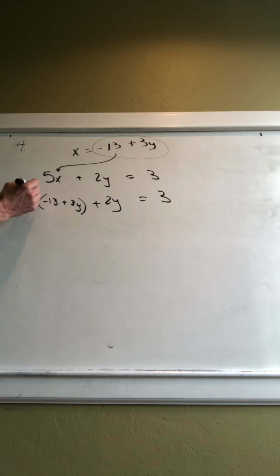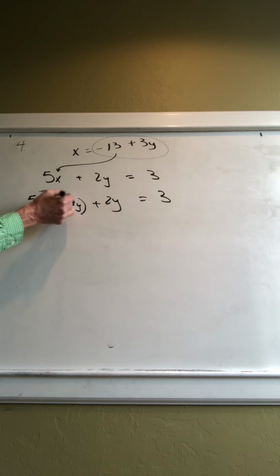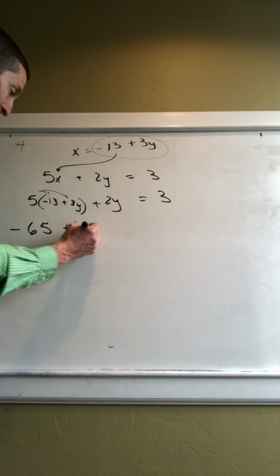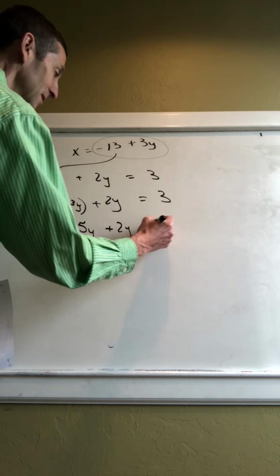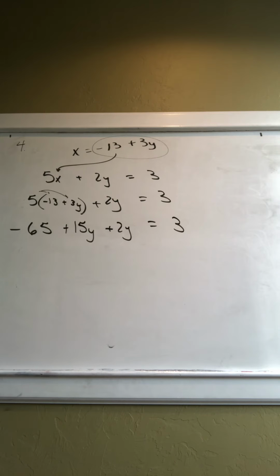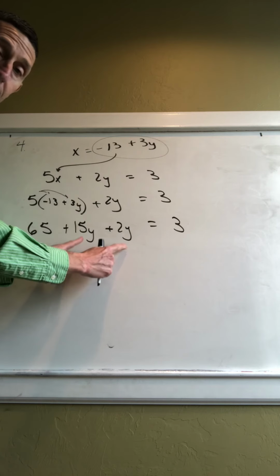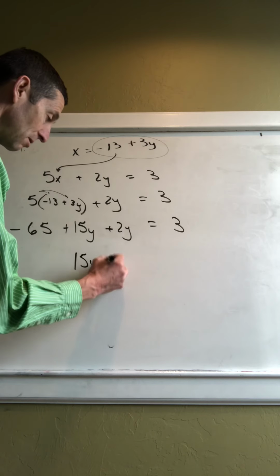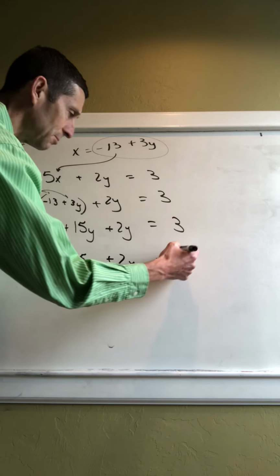All right, got some multiplying to do, some distributing. 5 times 13, you're like, what? That's negative 65. 5 times 3 is 15. Oh, we got some big numbers this time. All right. These are great. They're right next to each other. They're like terms. They're not changing. This is awesome.